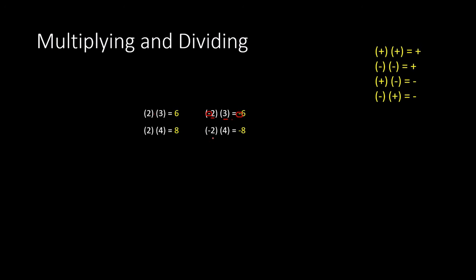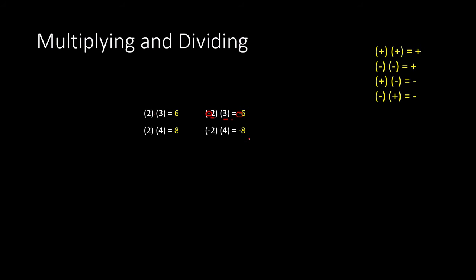I have negative 2 times positive 4. 2 times 4 is equal to 8. A negative and a positive is equal to a negative. So that's why my result is going to be minus 8.